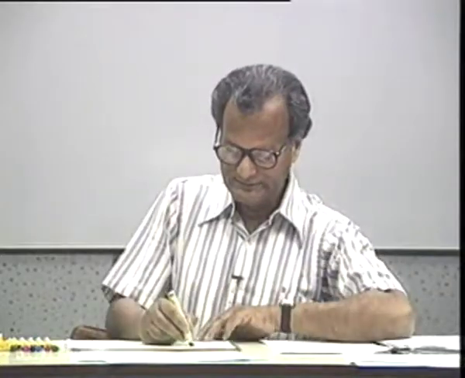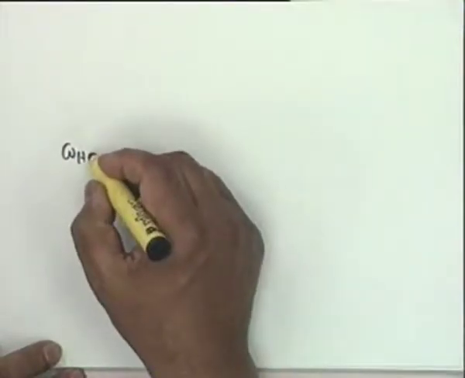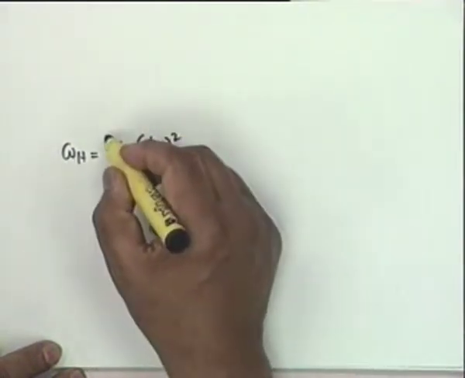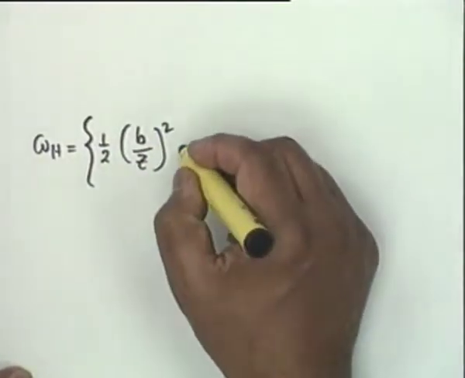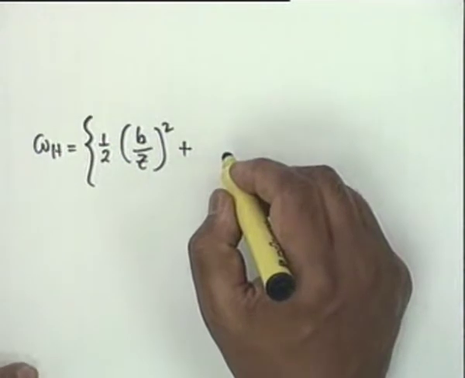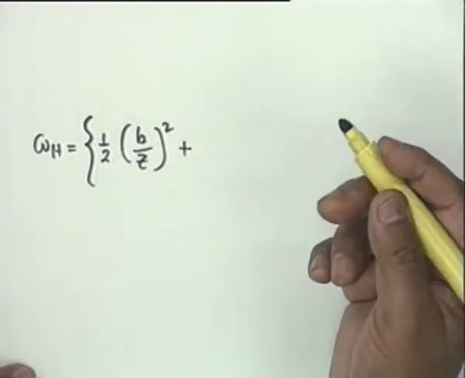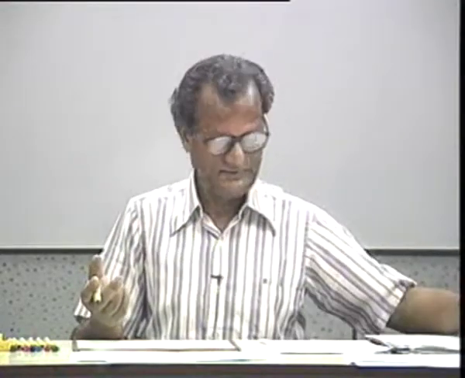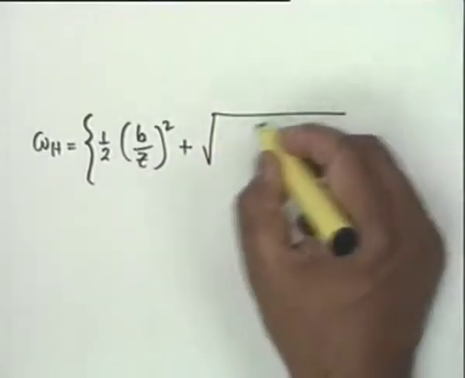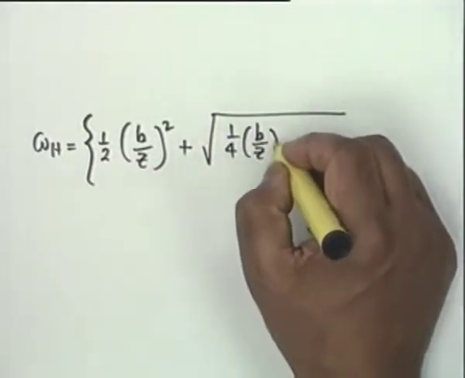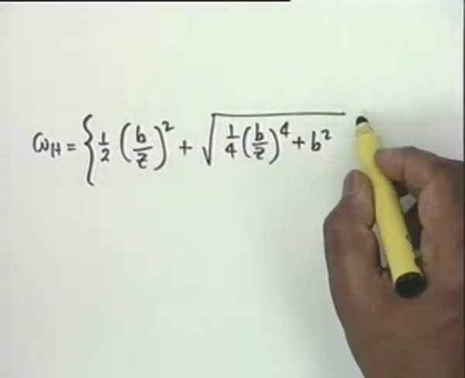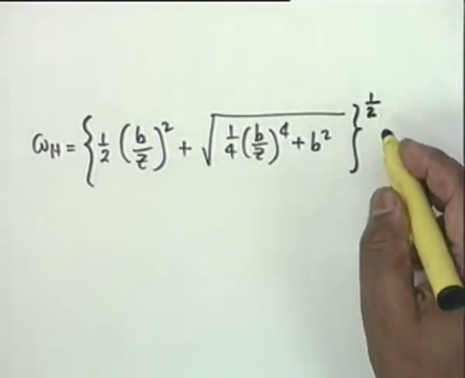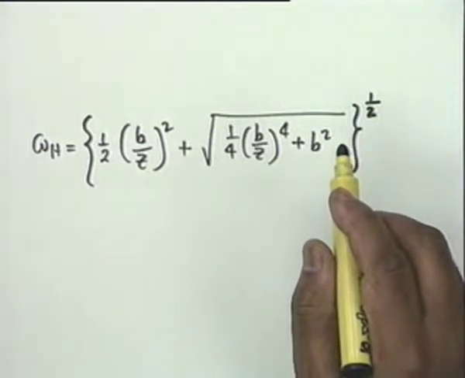Simplified result is omega h equals half b by z whole squared plus, actually you will have two, quadratic equation has two solutions. One of them will come out negative, the other will be positive. Omega h squared cannot be negative, so the choice is unique. This is the plus sign we have to use, and then we have 1/4 b by z whole to the 4th plus b squared, this total quantity to the power half. Half is, the reason for half is obvious because we solved for omega h squared, okay.